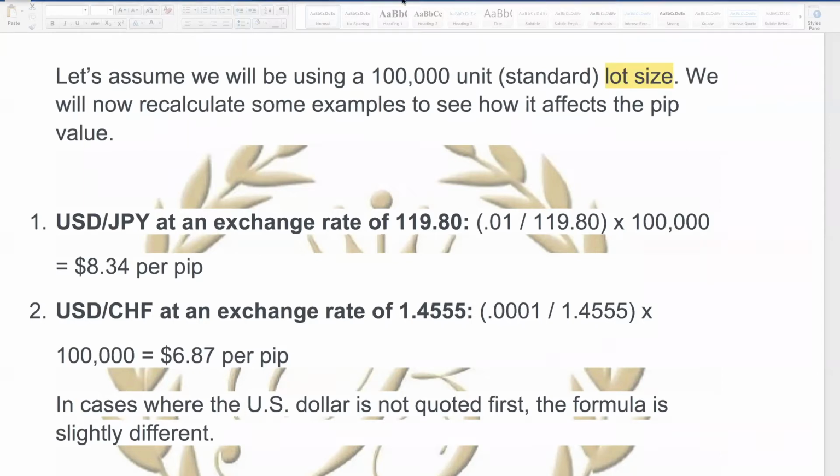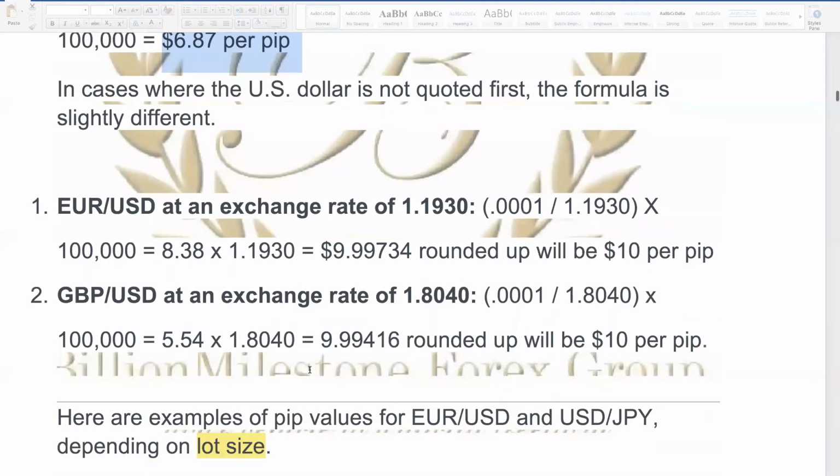What you should know as well is this. When you are trading currencies, some of the pairs pay more money than others. Why? It's because of the pip value that has been pegged to each currency. As you can see, on USD JPY the same example gives you $8.34 per pip, and on USD CHF it gives you $6.87. This is a good example. Another example, on EUR USD at an exchange rate of 1.0999, if you calculate times 100,000 units, you get $9.99, or rounded to $10 per pip if you're using one standard lot. Then GBP USD, you get also the same pip value.